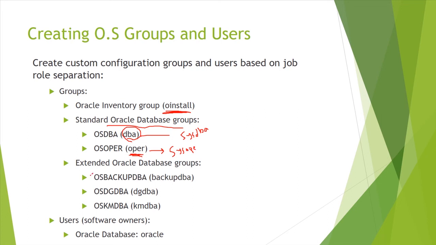There are three other groups, which were introduced in 12c. This is only in 12c and later. These groups are for separation of duties. The first one is the backup DBA group. So you have to create an operating system group called backupdba.